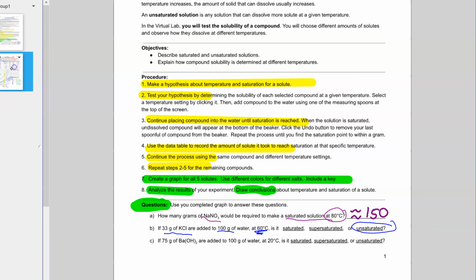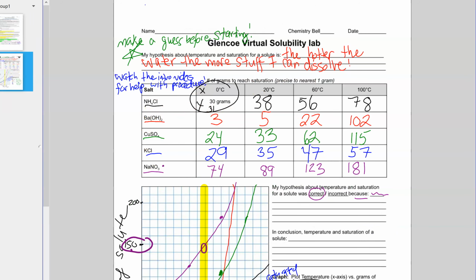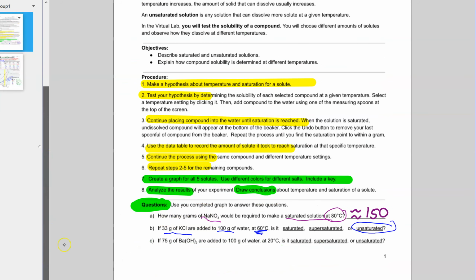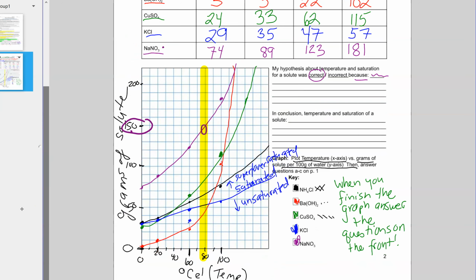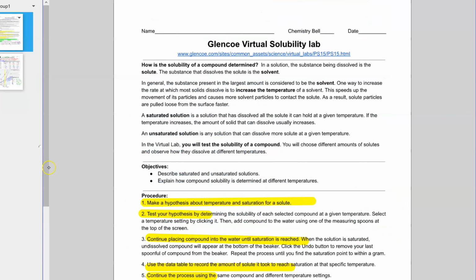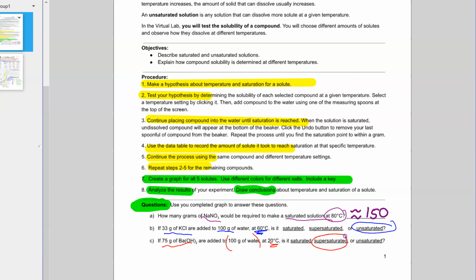Now they want to know about barium hydroxide. So barium hydroxide right here. And the question says, if 75 grams of barium hydroxide were added to the 100 grams of water, that's just the same thing we've been doing, at 20, is it saturated, super, or un? Okay, 75 at 20 degrees Celsius. Look at your data table. 75 at 20 degrees Celsius, where do you think we're going to be? Probably way over that line. So here's 20, here's 50, 60, 70, here's 80, here's 75. Look at that line. We are way above it. So we are oversaturated. We are supersaturated. It will not dissolve. Okay?